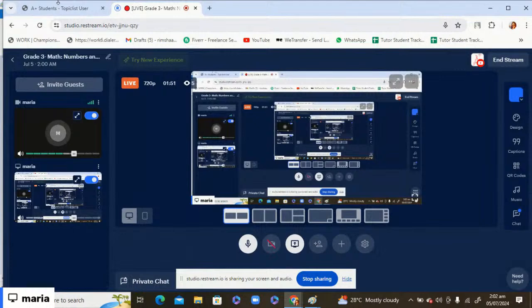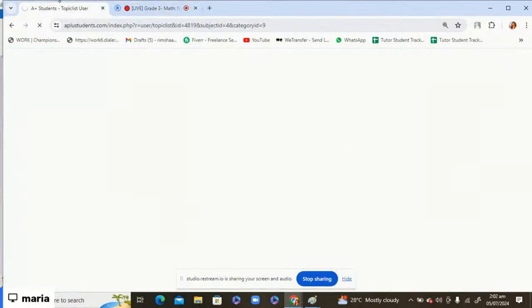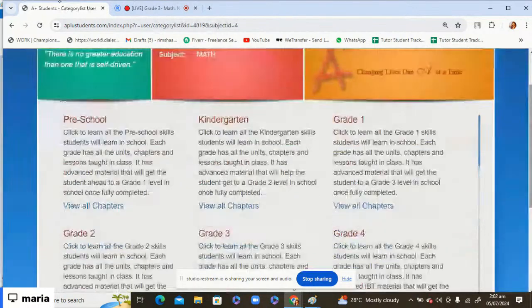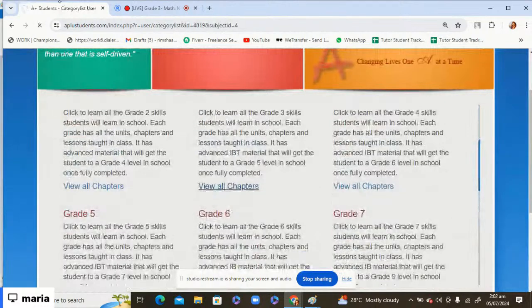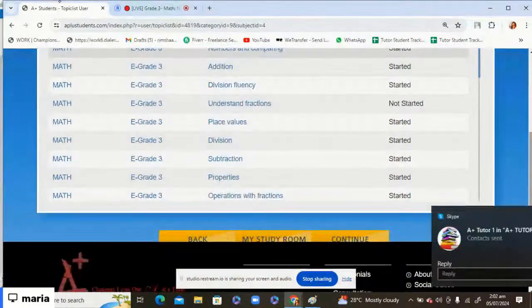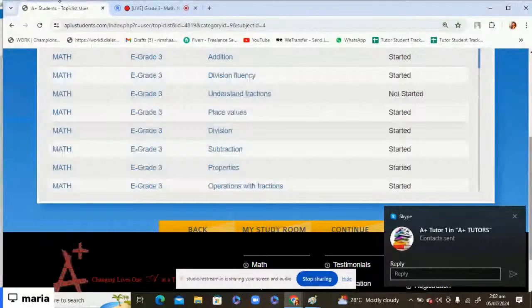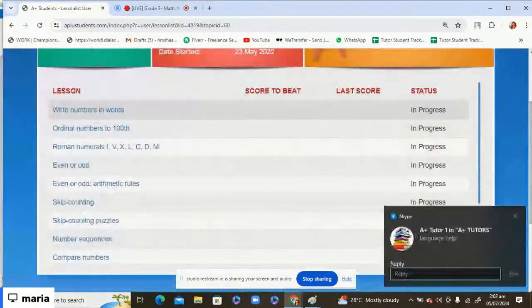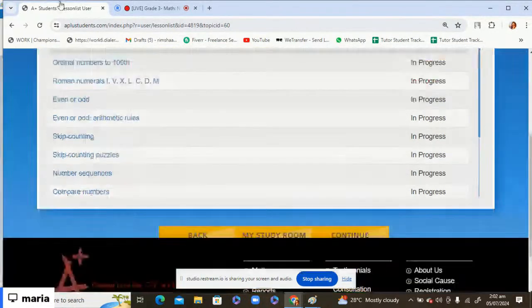So let's just go to the subject app. So here, we select the grade 3 maths. Here are the list of the chapters. So today we discuss chapter 1, that is numbers and comparings. So here are the list of the lessons. Today we discuss write numbers in words. So first of all, let's open this one.